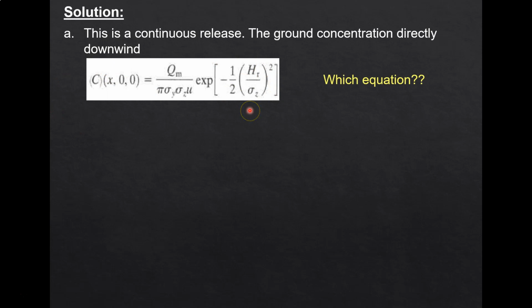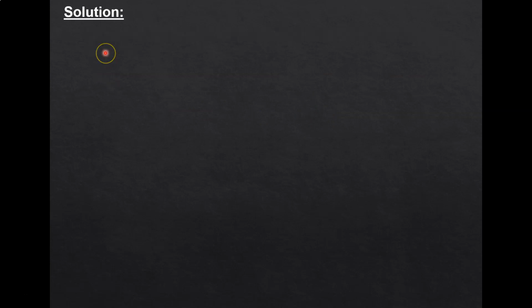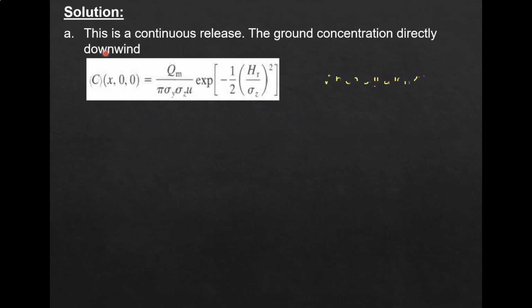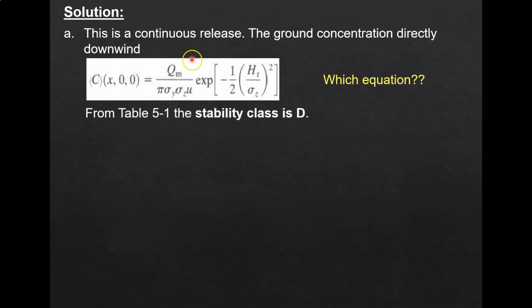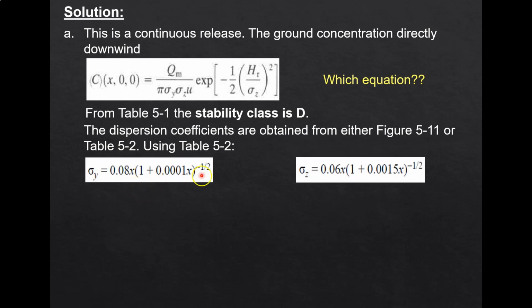The question is which equation? From table 5.1, based on the wind speed and the conditions, the stability class is D. So the dispersion coefficient is up to you: either you want to use a figure or a table. So we try to calculate using a table.